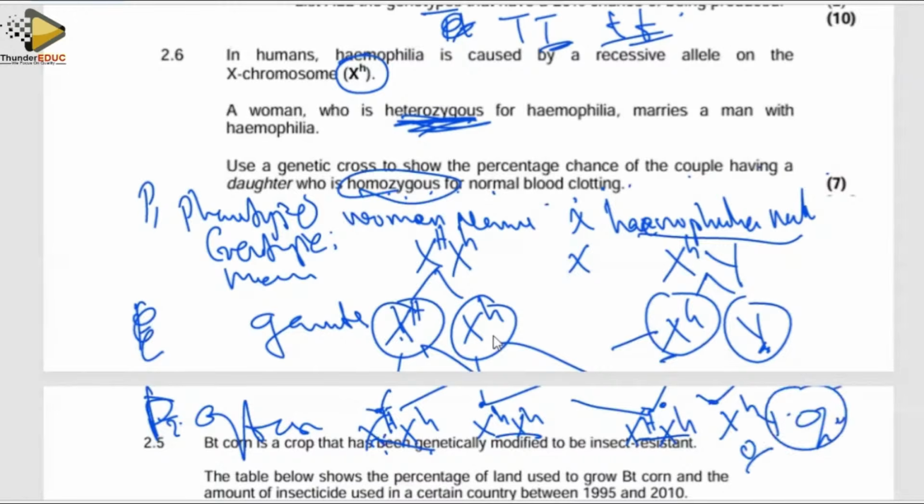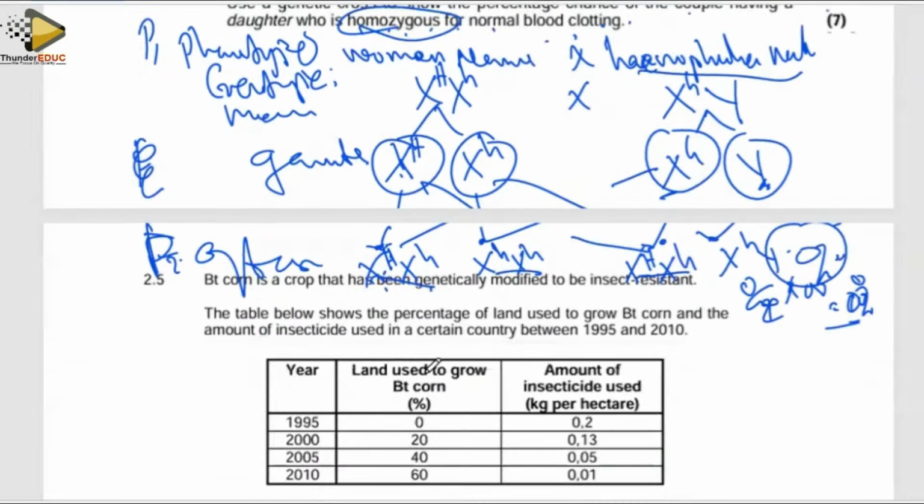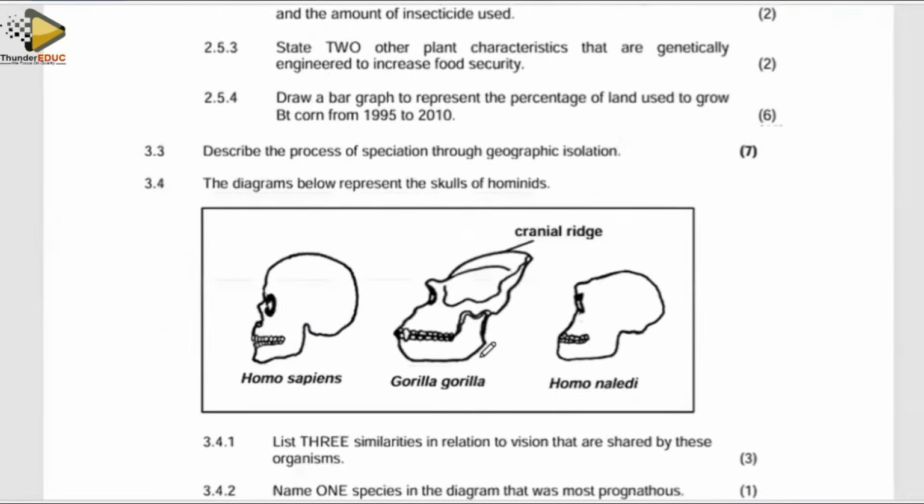So it's 0 out of 4 times 0 out of 2 times 100, which gives me 0% chance. Then we go to the next question.